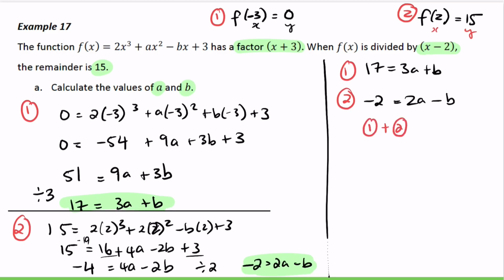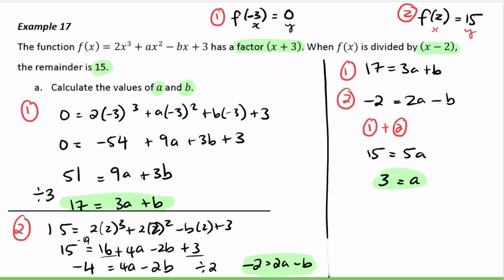So I'm going to do equation 1 plus equation 2. 17 plus minus 2 will be 15. 3a plus 2a will be 5a, and then b plus negative b will cancel out. It'll be 0. When I divide both sides by 5, I'll get a is equal to 3.